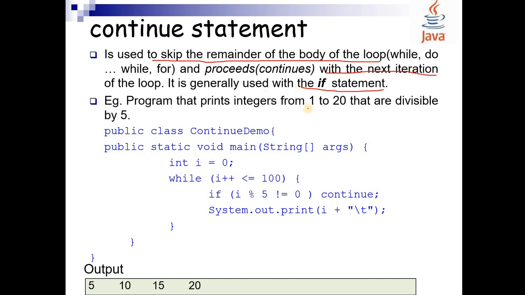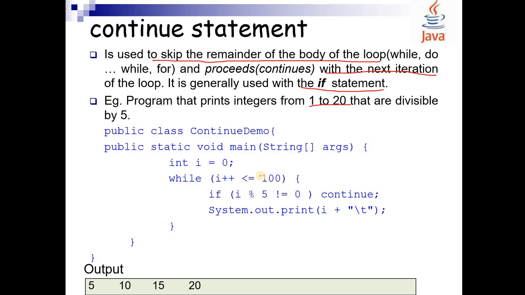Now look at this simple example, a program which prints the numbers from 1 to 20, and we are looking at the numbers divisible by 5. If the number is not divisible by 5, we continue. What do we mean by continue? We go to the next iteration. Let's say we start with i equal to 1, because it's i++. For i = 1, no need to go to this statement. Skip and go to the next iteration.